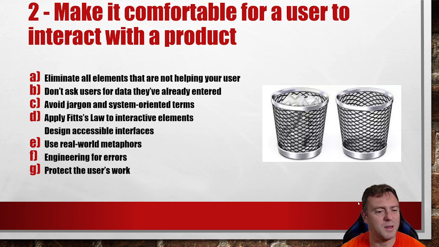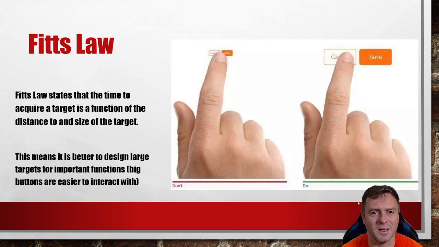So when you're dealing with interactive elements, make sure that the design, the interface be accessible by the user. Use real-world metaphors so people understand. Engineer for errors, so if the user is going to do something silly, help them be protected, and then protect the user's work so they can be saved as they're going.